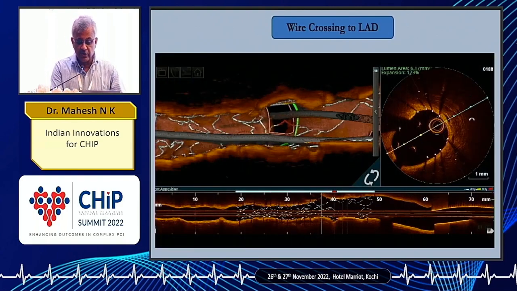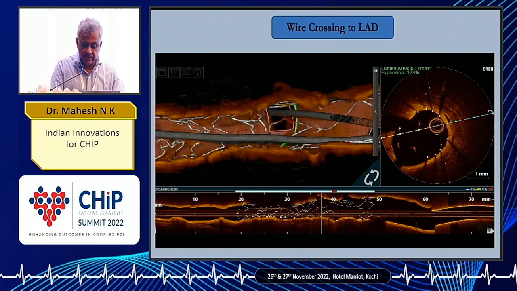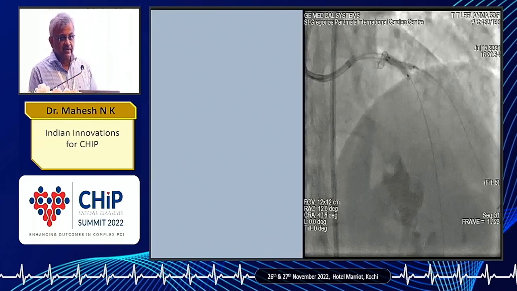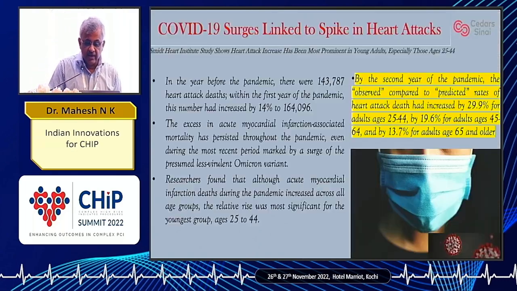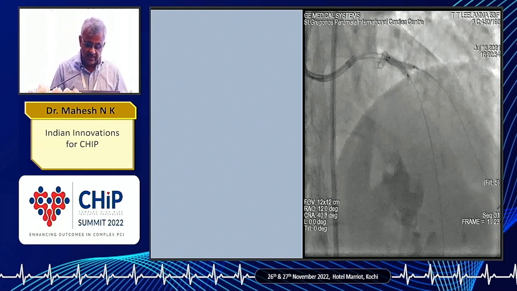This is the wire crossing into the LAD from the, I'm again pulled back from the diagonal view part of it. After that, you do a kissing. The biggest advantage here is the recrossing is very easy once you deployed the main stent. And if required, you can do a POT. Otherwise, this can stop at this.